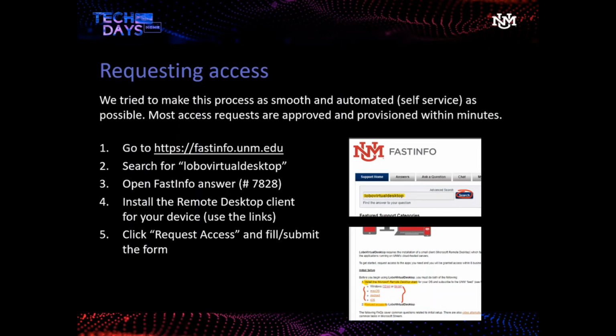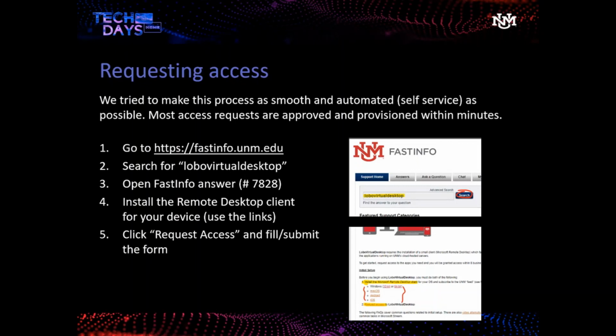So the steps are, quickly: go to fastinfo.unm.edu, search for Lobo Virtual Desktop. You should find Fast Info Answer 7828 in the list, so go ahead and open that. You would download and install the remote desktop client for your device using the links in that Fast Info, and then you would just click Request Access in that Fast Info and fill out the form. So let's take a look at that process.